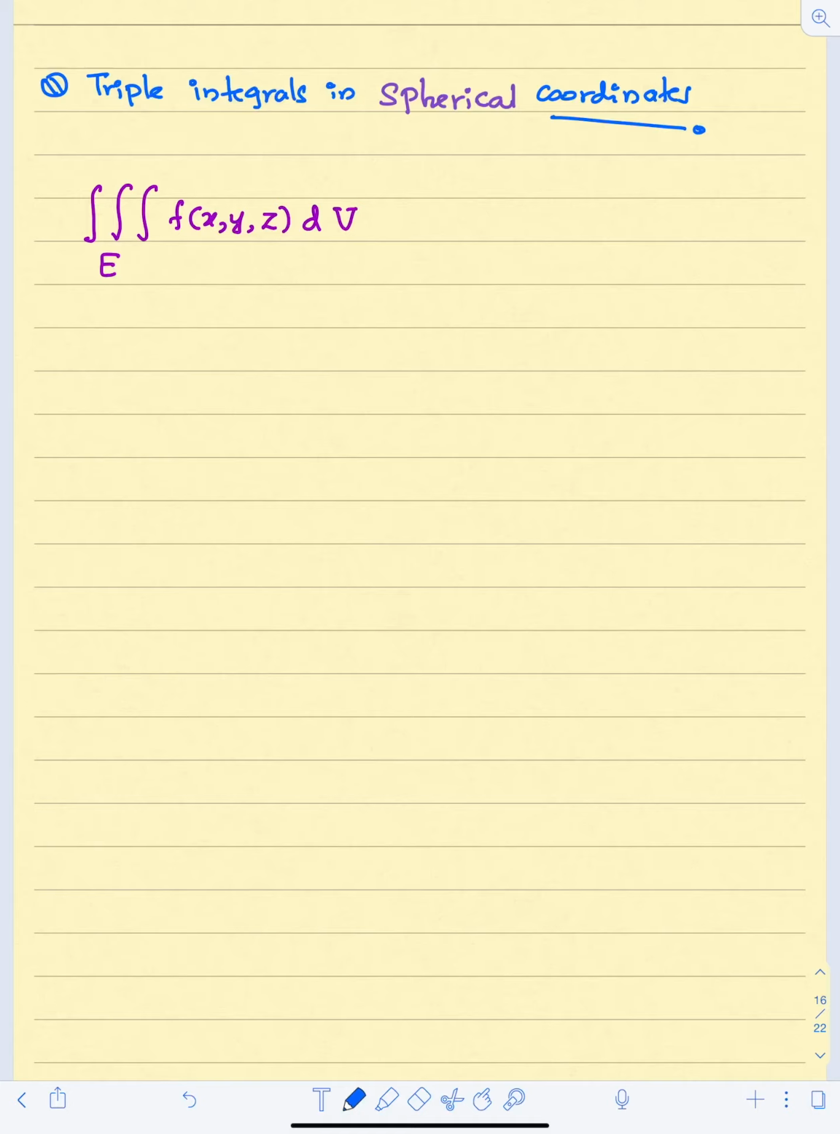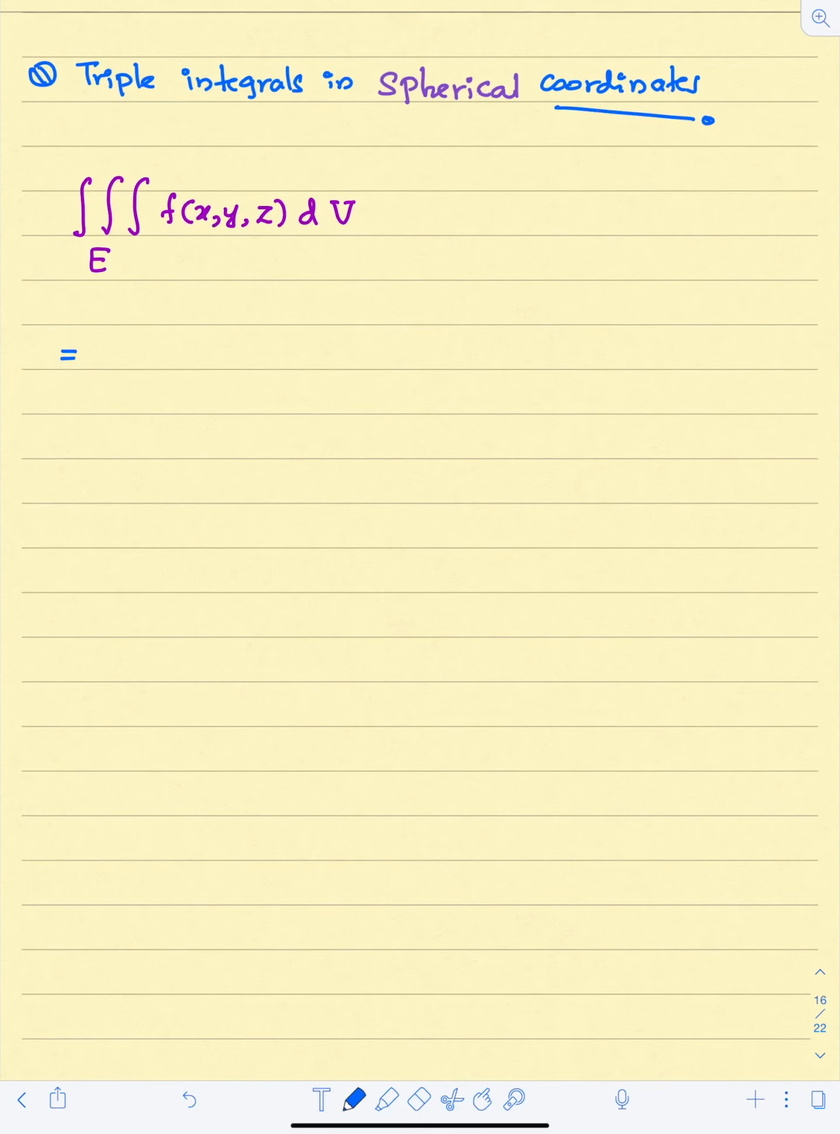Great. Now we can discuss triple integrals in spherical coordinates. Let's say we want to evaluate the triple integral of f(x, y, z) dV over a solid domain E. Then in a spherical coordinate system, this triple integral becomes another triple integral.